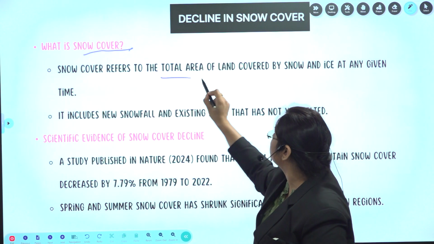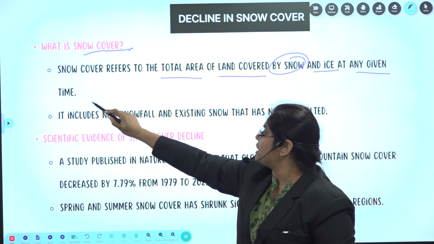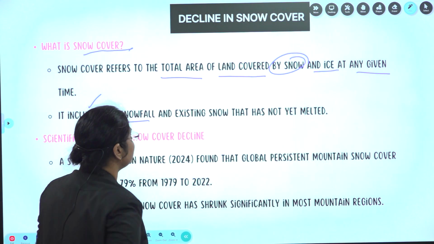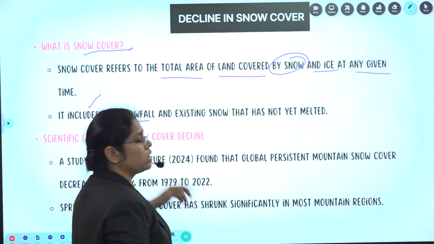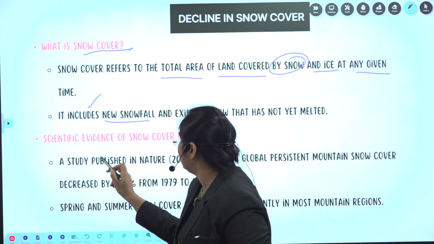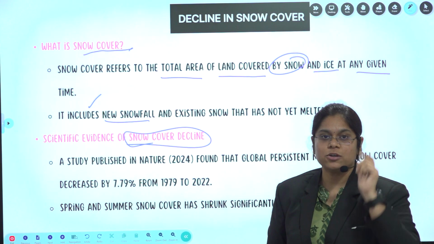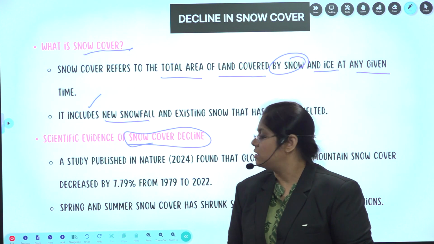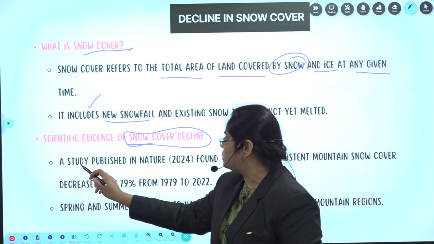Snow cover refers to the total area of land covered by snow and ice at any given point of time. What does it include? It includes new snowfall and existing snow that has not yet melted. That is snow cover. Now, what is happening? Snow cover is declining. Why? Less amount of snow is falling due to increase in temperatures, global rise in temperature.